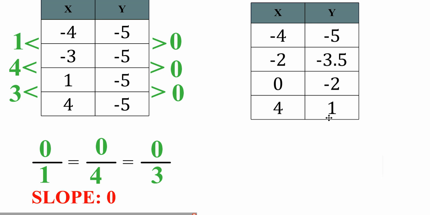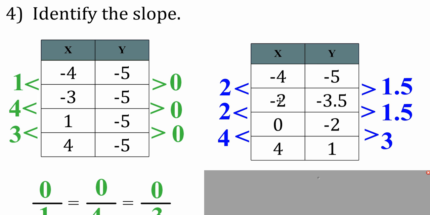So let's give you a moment to try finding the slope for the table on the right. Again, we're going to do the change of the inputs comparing to the change of the outputs. Starting with inputs, -2 minus -4, that's -2 plus 4, which is 2. 0 minus -2, that turns into 0 plus 2, which is 2. 4 minus 0 is 4.